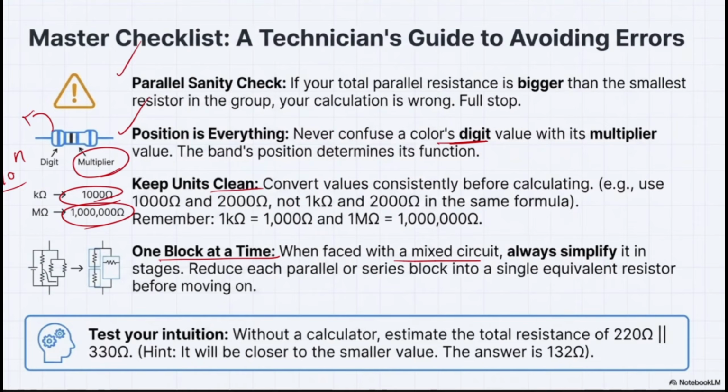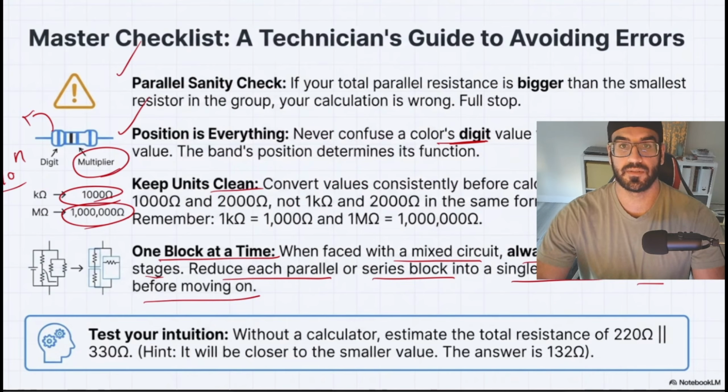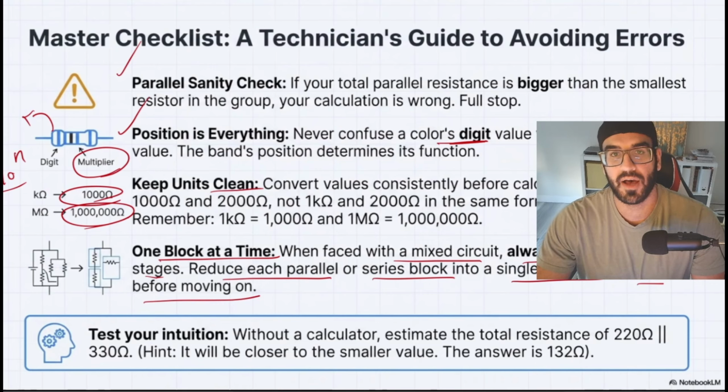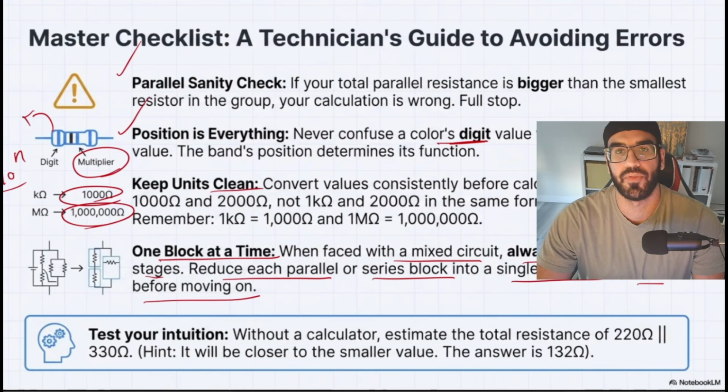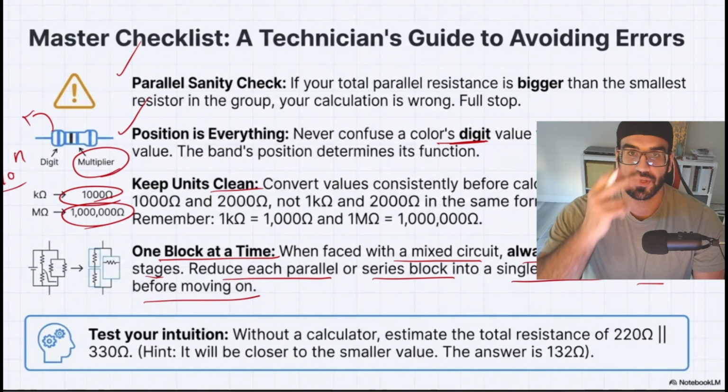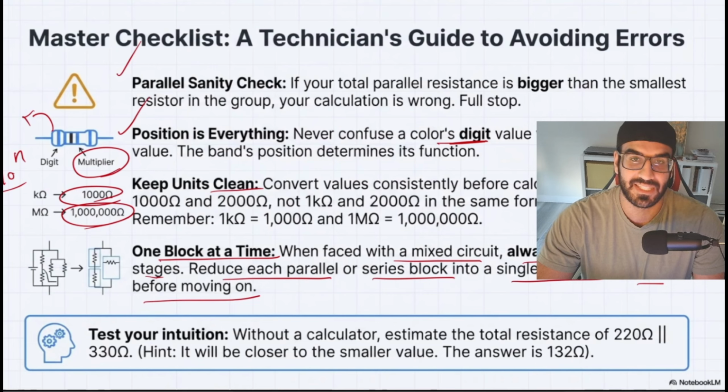When you're faced with a mixed circuit, always simplify it in stages. Reduce each parallel or series block into a single equivalent resistor before moving on. So at this section, which was a very mini chapter, I was trying to talk about one important thing, which is the color-coded resistance, how we can read them, and then how we can have this mixture of series and parallel resistance itself.